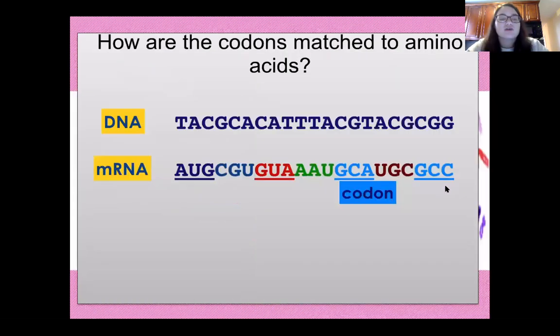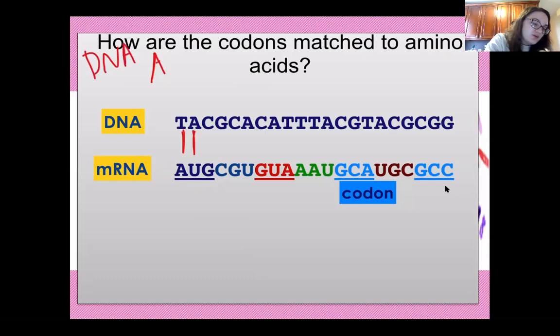All right, so how are the codons matched to amino acids? Once again, we here have our DNA sequence. We also have our corresponding mRNA sequence. We've talked about how to match up these base pairs for the past 2 days. We know that with DNA, A always pairs with T and C always pairs with G.